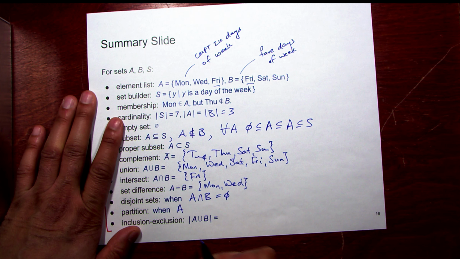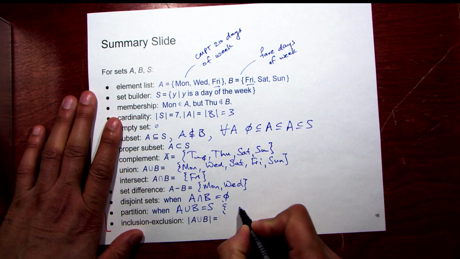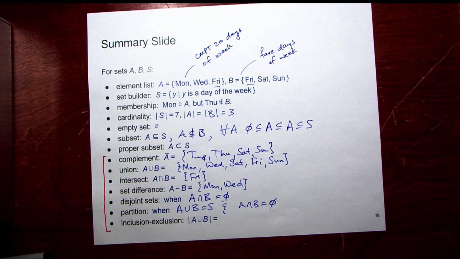Okay, so what does that mean algebraically? A union B is S, good. And we need one more thing. And they're disjoint. Good.